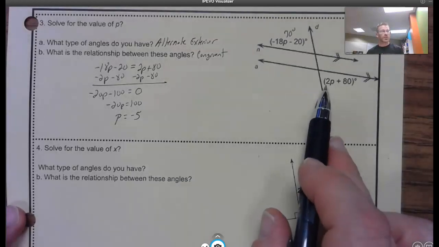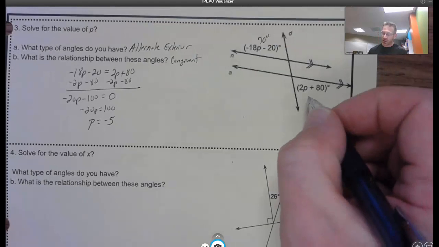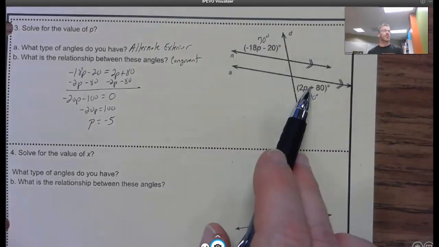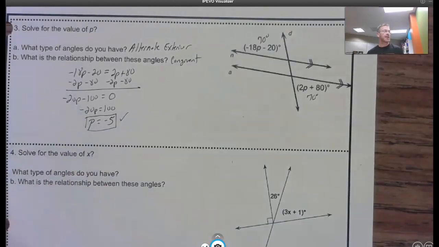And if I go down here, 2 times negative 5 is negative 10. Negative 10 plus 80 is also 70. All right, so that works. They are equal like we wanted them to be. So we know that this value of p, which is negative 5, is good to go.